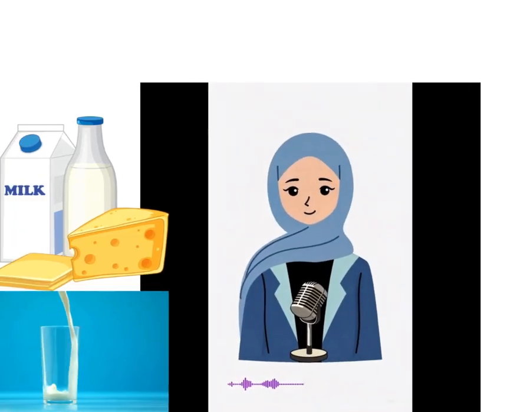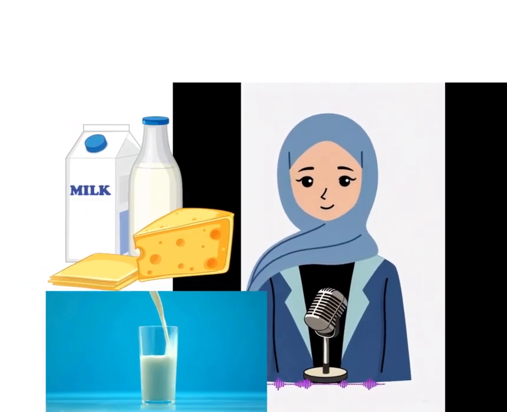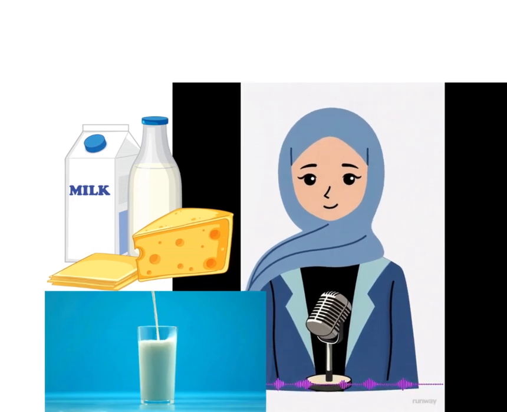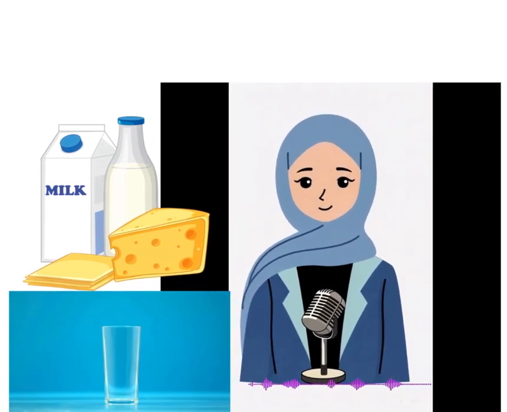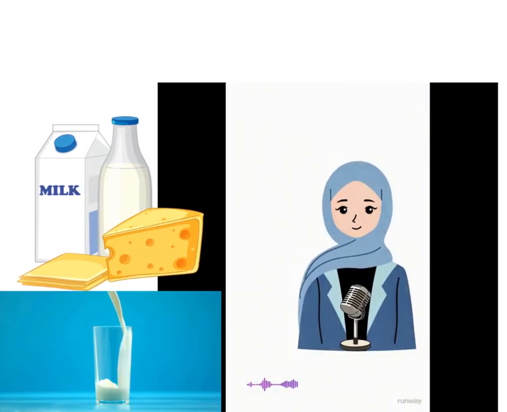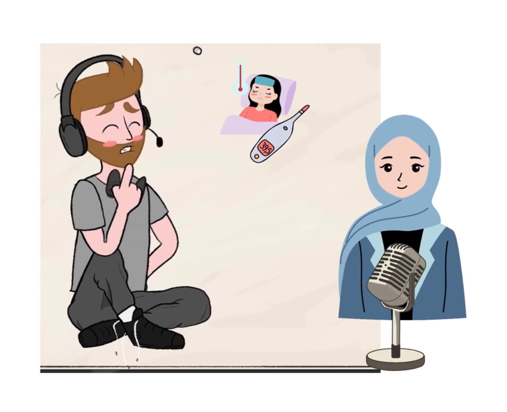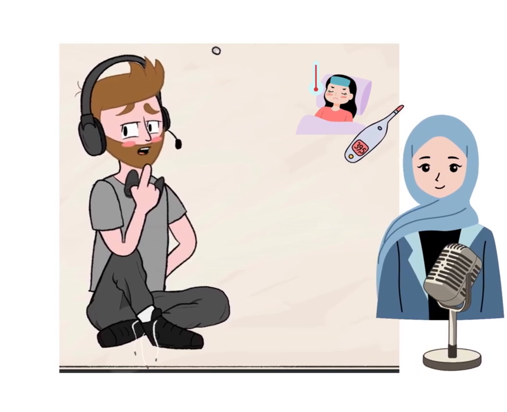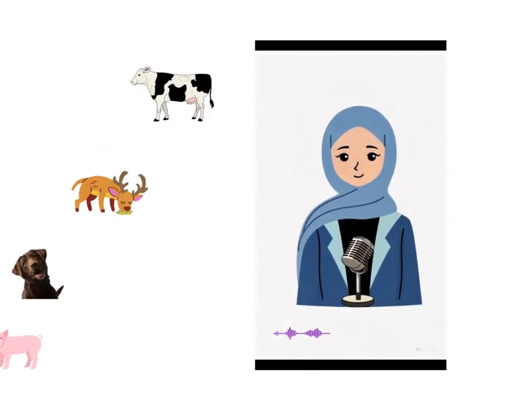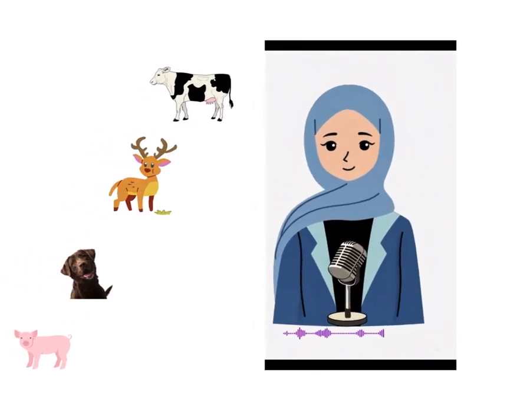Exactly. But here's the concerning part. Humans can get infected too, usually through contaminated milk or when they're exposed to it in slaughterhouses. That's scary. How long does it take for symptoms to show up after exposure? The incubation period is relatively short, about 1 to 3 weeks.